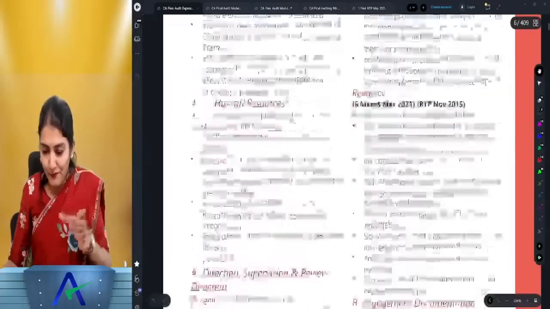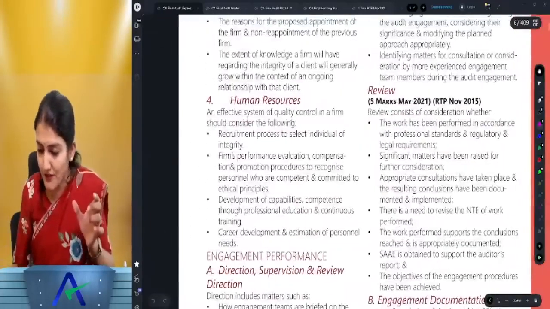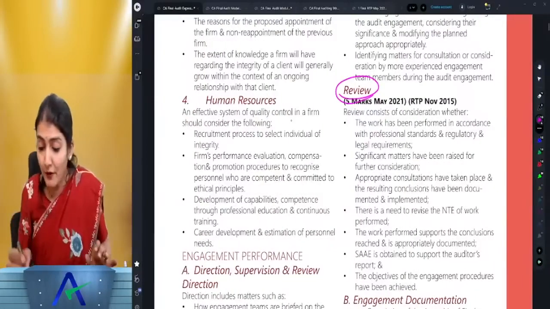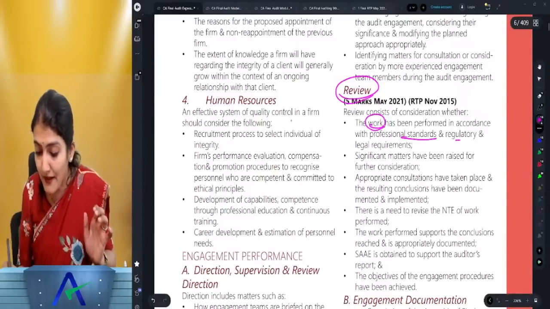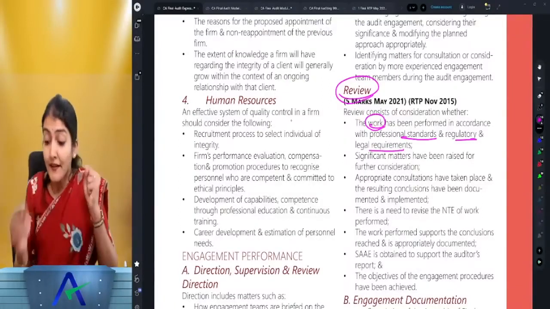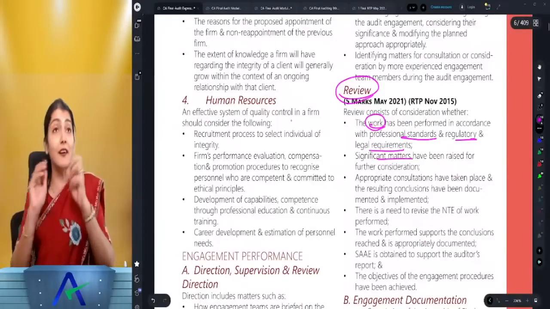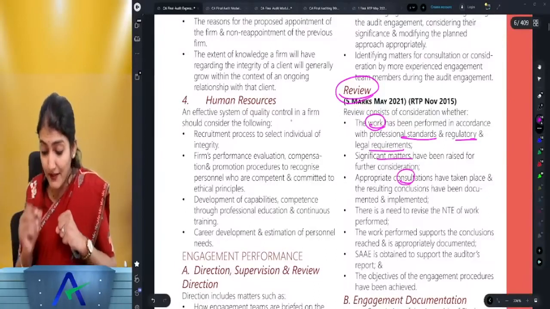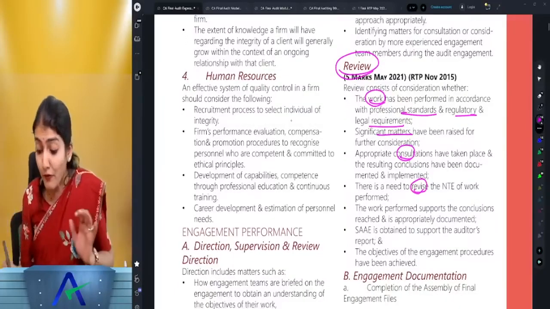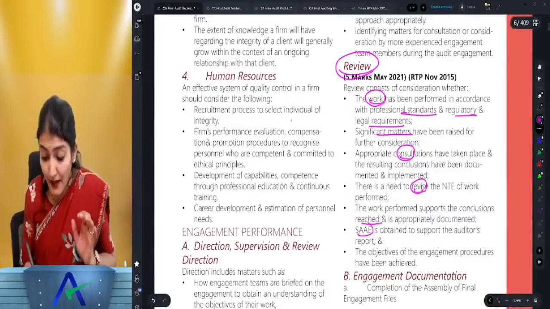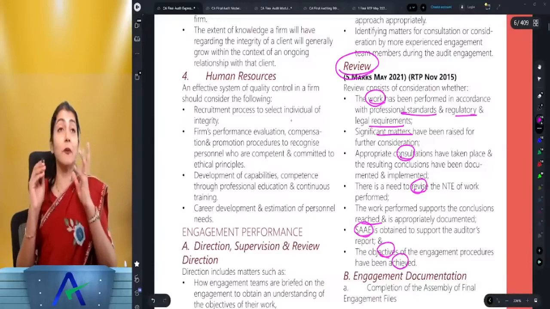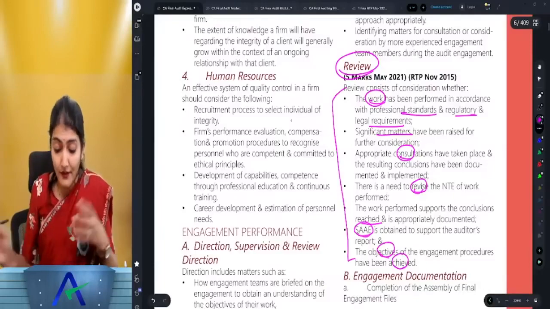If you see the contents, review is an important question over there regarding the engagement partner review. In the review, they are going to check whether work has been done as per the PSLR. What is PSLR? Professional Standards and Legal Regulatory Requirement. Then, whether significant matters have been raised for further consideration, consultations have been taken, whether there is a need to revise the audit procedures, the work performed supports the conclusions reached, sufficient appropriate evidence has been obtained, and whether the objectives of the engagement have been achieved. This is what will be covered in the review.